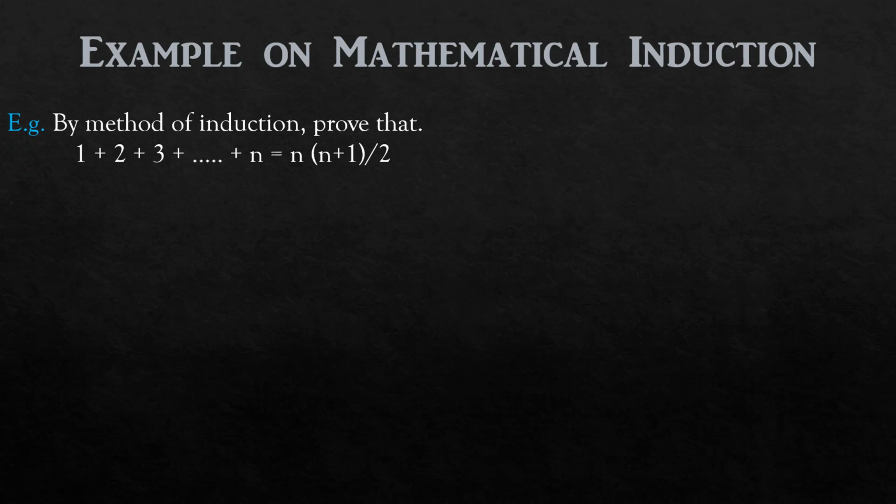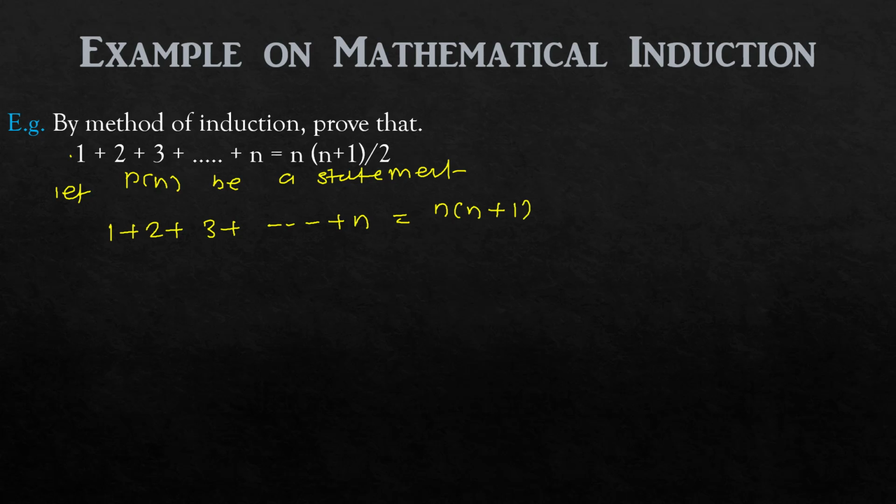By the method of induction, prove that 1 plus 2 plus 3 plus dot dot dot plus n is equal to n times n plus 1 upon 2, that is, the sum of the first n natural numbers. Let p of n be a statement. What is the statement? 1 plus 2 plus 3 plus dot dot dot plus n is equal to n times n plus 1 upon 2. So this is the statement. Now we have to prove it for all natural numbers.